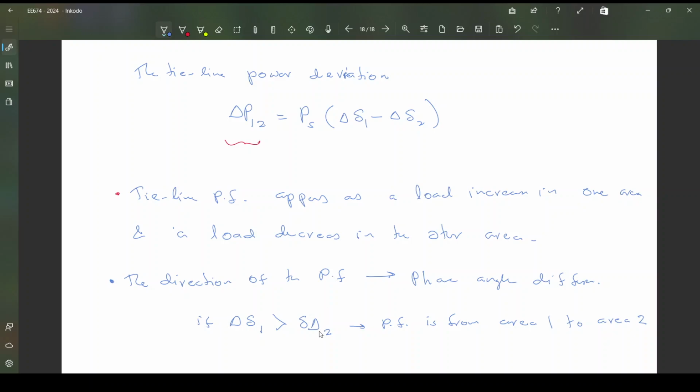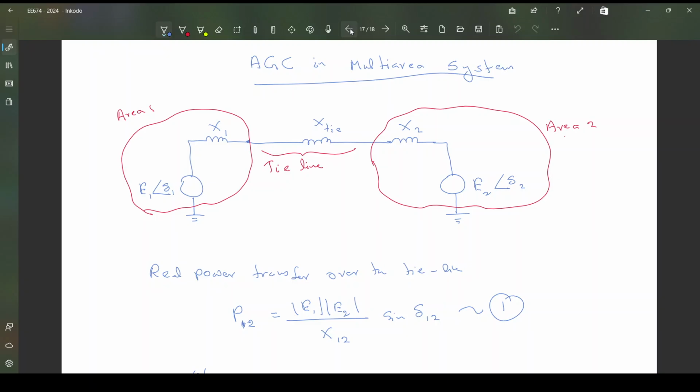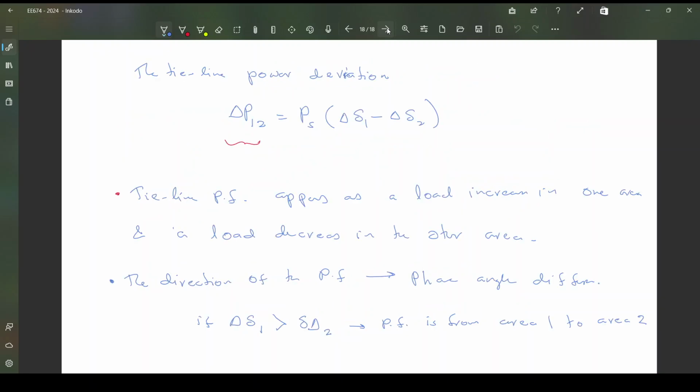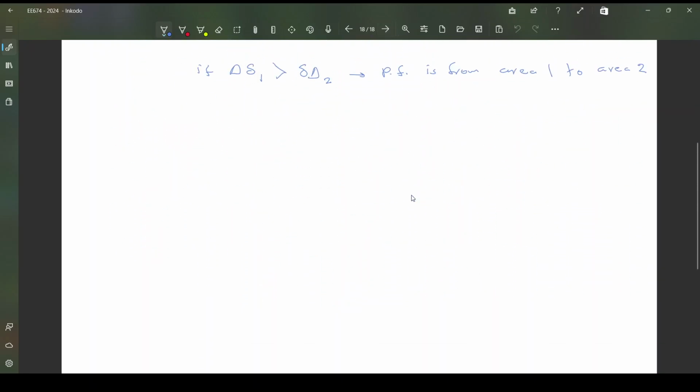So okay, now with the block diagram of the single area automatic generation control, and combining, now we have two areas, so we will have two such things, and then it is connected through the tie line. So you can draw the block diagram like this. So let's try to draw that.